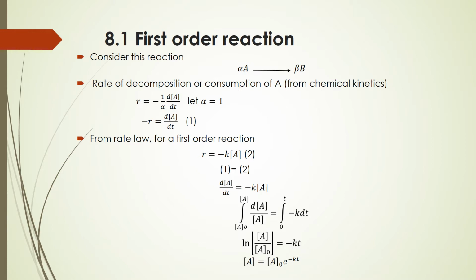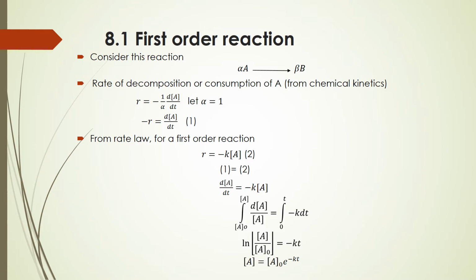So the rate of decomposition or consumption of A, from chemical kinetics, we know that R equals minus 1 over alpha d concentration of A over dt, or the partial derivative of concentration of A over dt. Let alpha equal 1, so we have R equals minus d concentration of A over dt. If we transfer the negative to the left hand side, we have negative R equals d concentration of A over dt. That is the first equation.